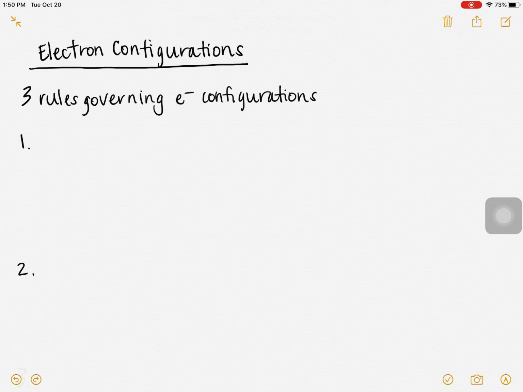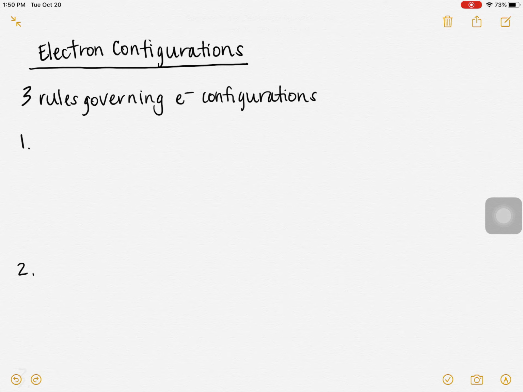Alright, this video is on electron configurations, the 3 ways to write electron configurations, and then the 3 rules that govern configurations. This stems from after learning about atomic orbitals, the s, the p, the d, and the f, and talking about how we place electrons in those orbitals. So we'll do the rules first.